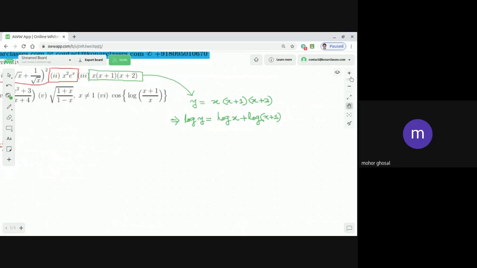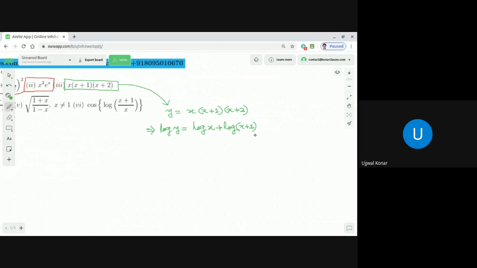Log of m into n is equal to log m plus log n. Now it is just an extension. Log of x into x plus 1 into x plus 2 means log x plus log of x plus 1 plus log of x plus 2. Now we can differentiate both sides with respect to x.